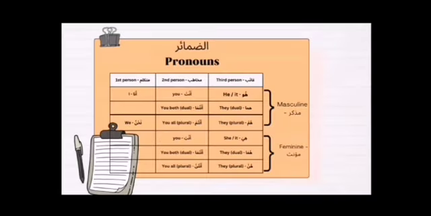Dhama'irul munfasila, the detached pronouns, have 3 columns. And the first 3 rows of these 2 columns belong to the masculine form, while the last 3 belong to the feminine.